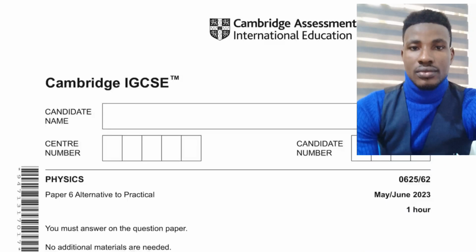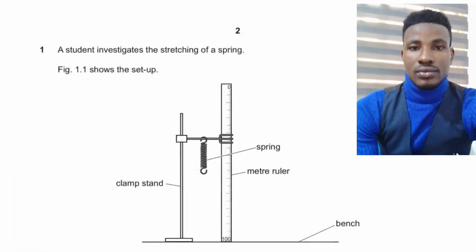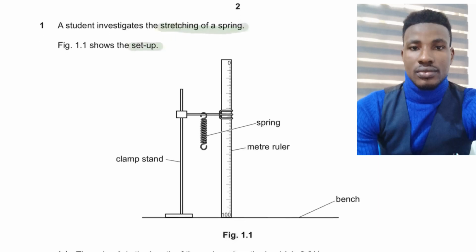This is a tutorial video for Physics, Paper 6, Variant 6-2 for May June 2023 examination. Question 1. A student investigates the stretching of a spring. Figure 1.1 shows the setup.